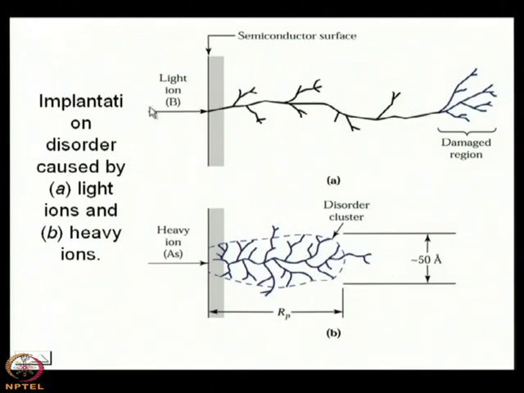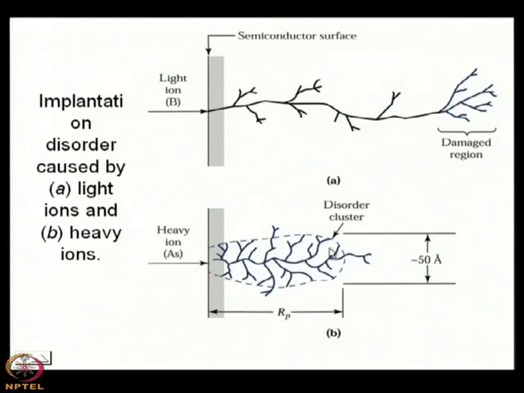Here, you see in the first figure, figure A, there is a light ion beam and it has traveled through the region. Obviously, after a certain distance, there will be some damage, or during its travel along this axis, there will be some displacement or some damage as well. This is like a tree, okay, with branches and leaves and flowers, etcetera, it looks like a tree. That is why it is known as the tree of disorder.